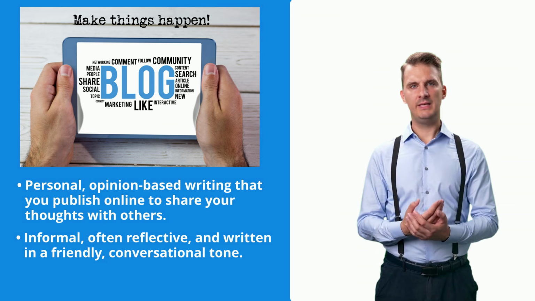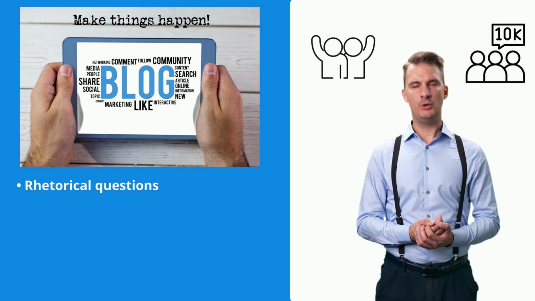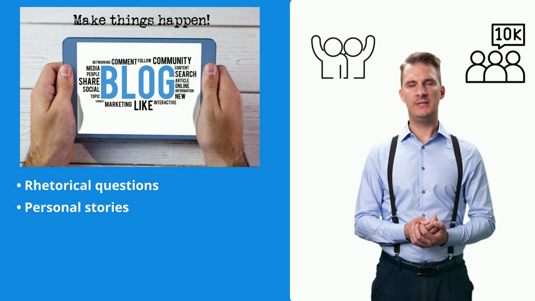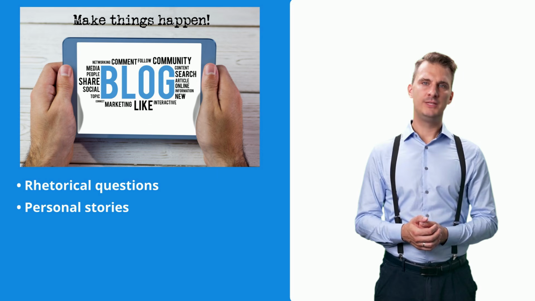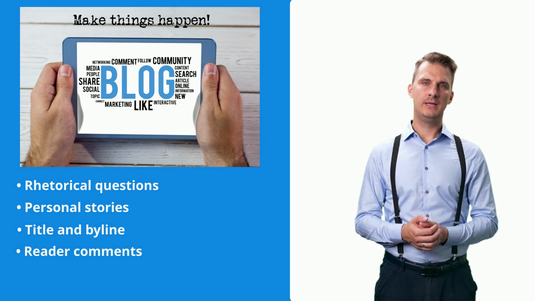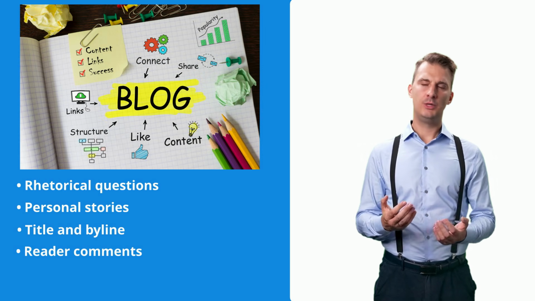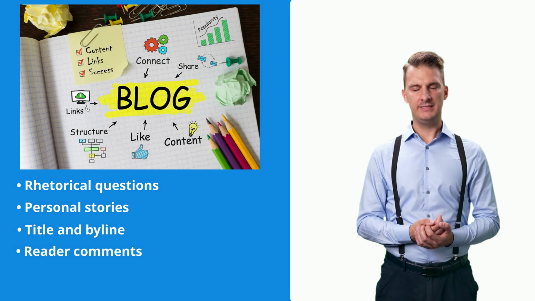Well, you're speaking directly to your readers, like friends or followers. You can use rhetorical questions, personal stories, and even emojis if appropriate. It is important to include special features like a title, a byline, that's your username, and reader comments at the end. In the IB exam, showing that you understand the blog format can really boost your score in Criterion C.